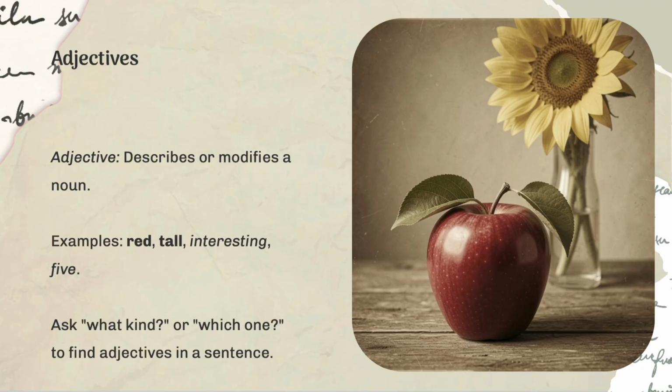The next topic is adjectives. Adjectives describe or modify a noun. So like red, tall, interesting, or fat. You can ask what kind or which one to find adjectives in a sentence. For example, when you see a very tall person, you're going to say, wow, that's a tall person. In that sentence, tall is the adjective.